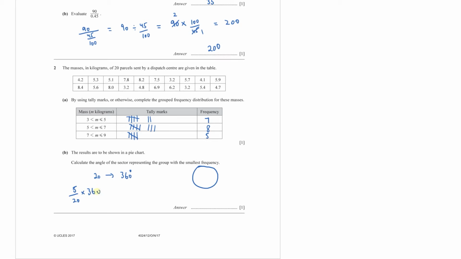times 360. So zeros cancel out here, and then 2 times 1, 2 times 18, and 18 times 5 is, let me calculate here, 8 times 5 is 40, 4 carry, 5 ones are 5, 9, so 90. So 90 degrees. So this angle here will be 90 degrees, which represents these 5 parcels. So your answer here is 90 degrees.